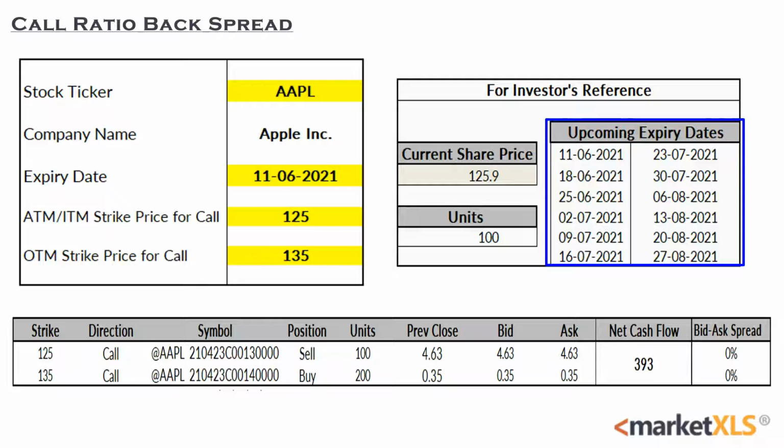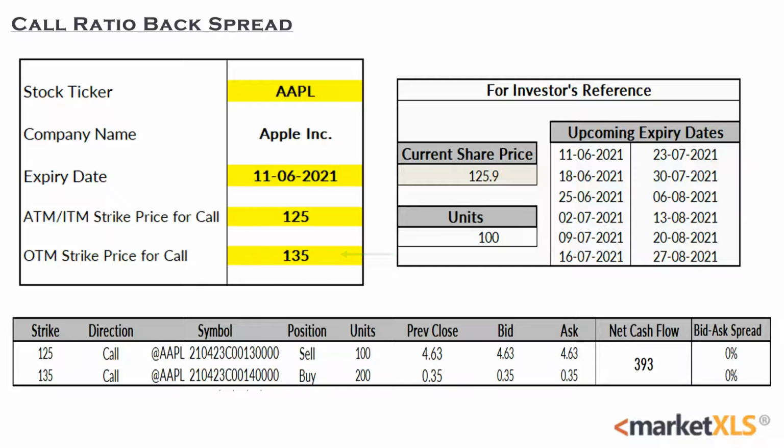For the purpose of this video, we'll be using Apple, expiry date as 11 June. The ITM strike price is 125. The OTM strike is 135 and the ratio taken is 1:2.